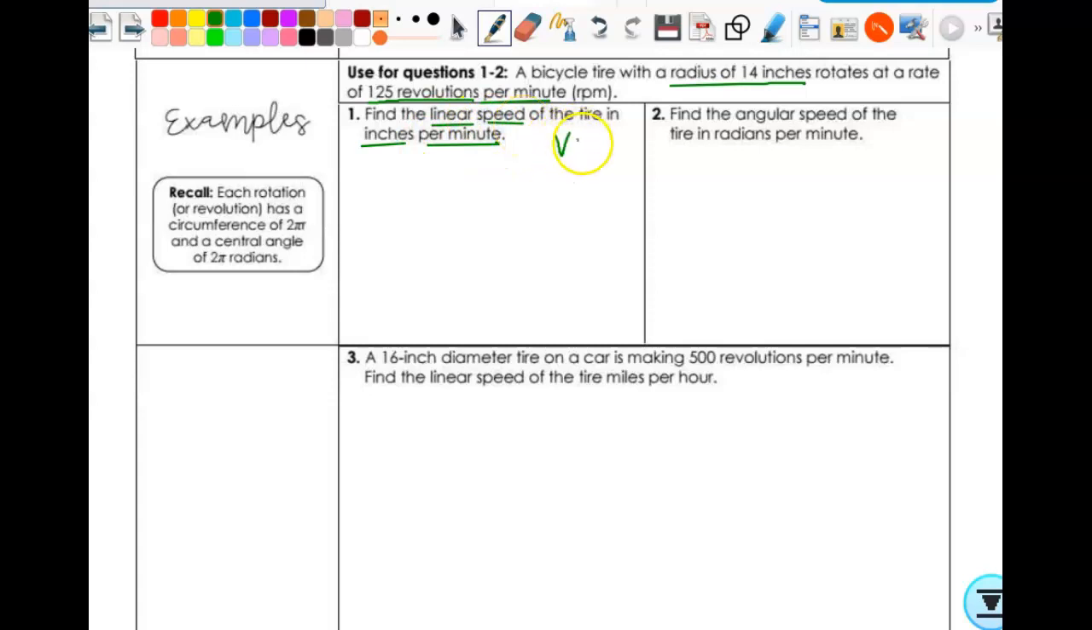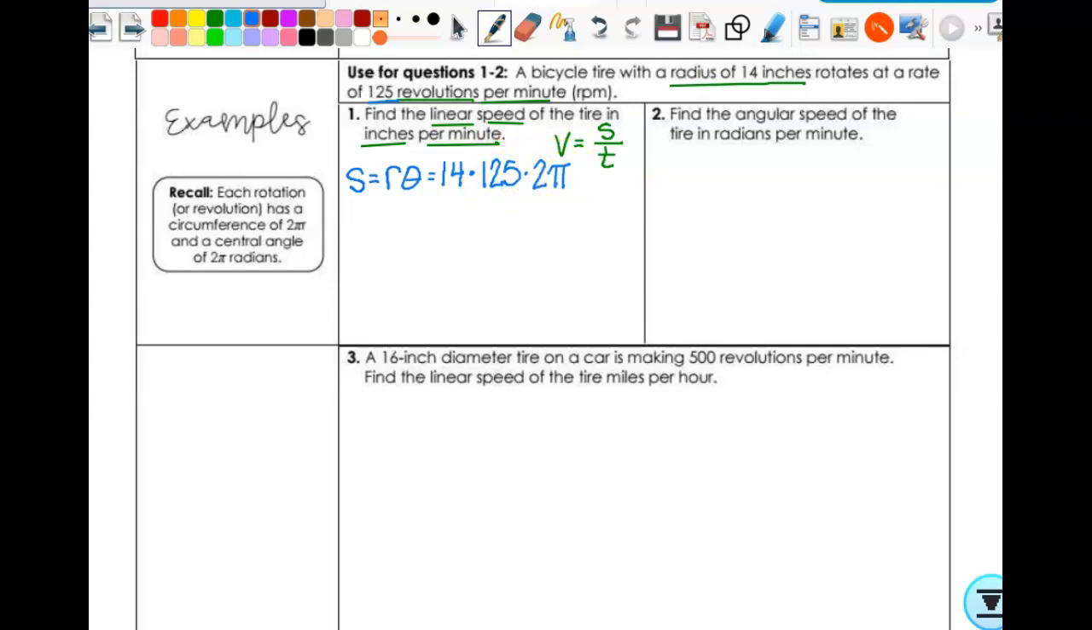Your linear speed is velocity, that's s over t. So I need to find the arc length. Arc length is s equals r times theta, right? That's what we did on Monday. Our radius, we were told, is 14. I'm going to multiply that by theta. Remember, theta is the number of revolutions times 2 pi. It tells me 125 revolutions. I'm going to multiply that by 2 pi.